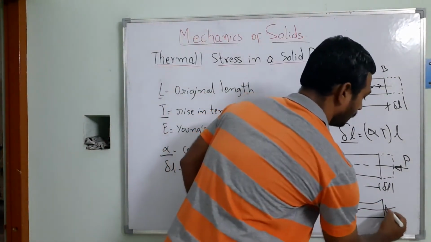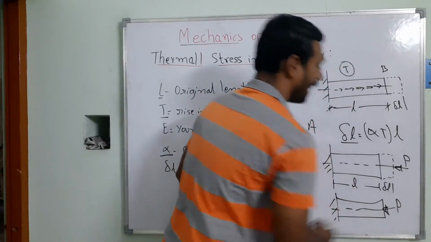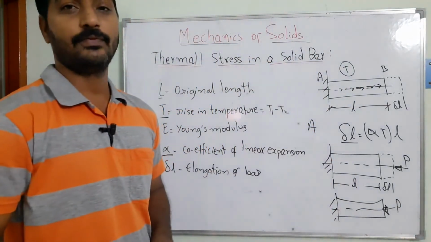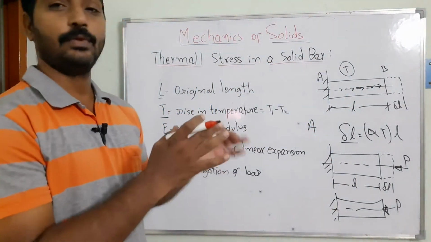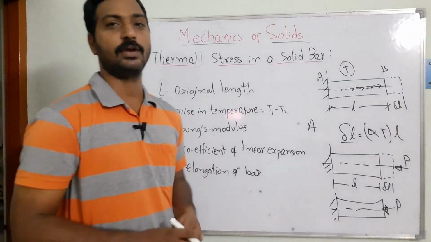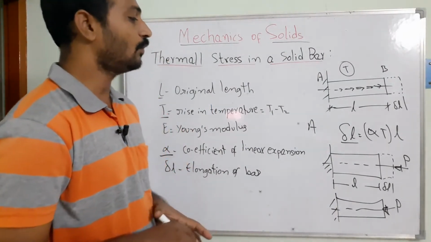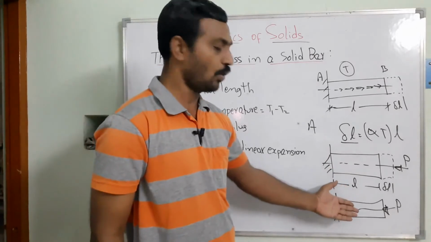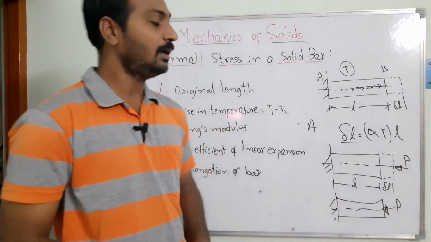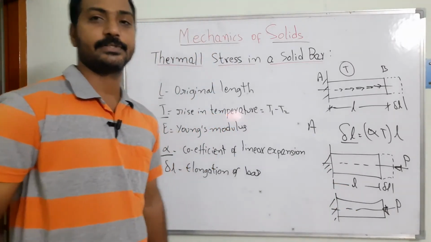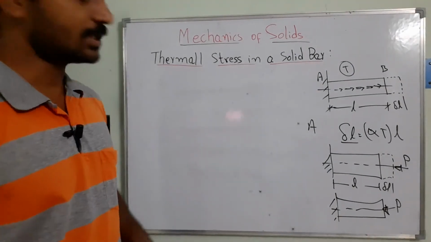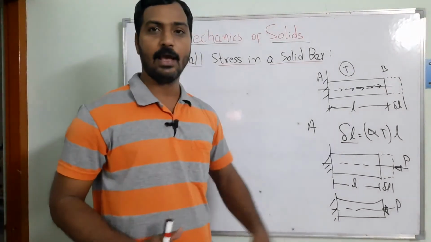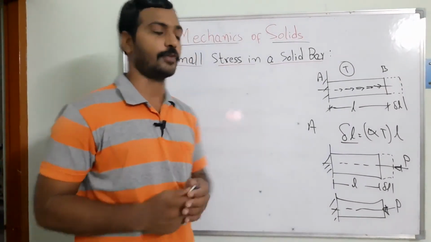So when I am applying the force, I am not allowing it to move in the free direction. So it is going to be a constrained motion. Now we need to find out how much load we need to apply to restrict the free expansion of the system. So once we calculate the del L, I am going to find out the thermal strain.